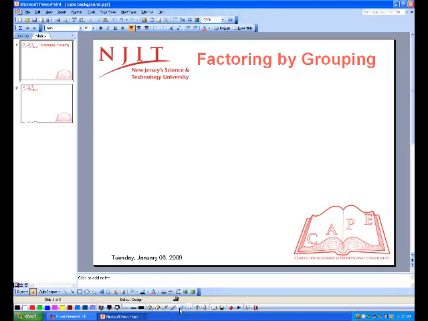My name is Amin. Today I will be covering factoring by grouping. Factoring by grouping may seem difficult at first, but it uses a simple concept. Let's say we have the expression ax squared plus 3a. Now this will factor to a times (x squared plus 3) because a is common.